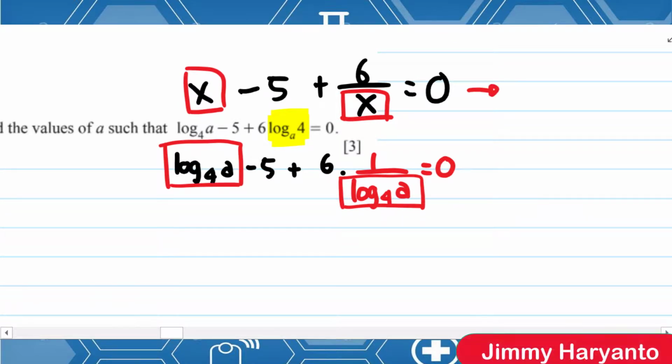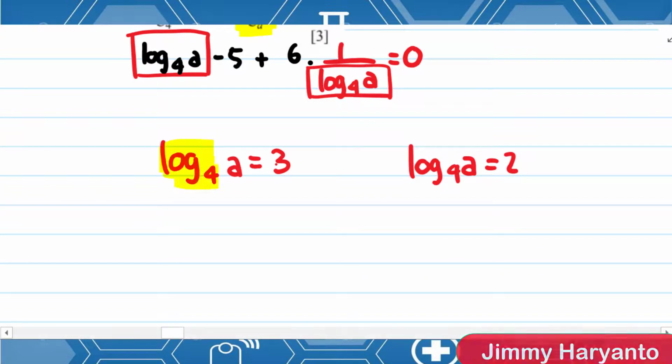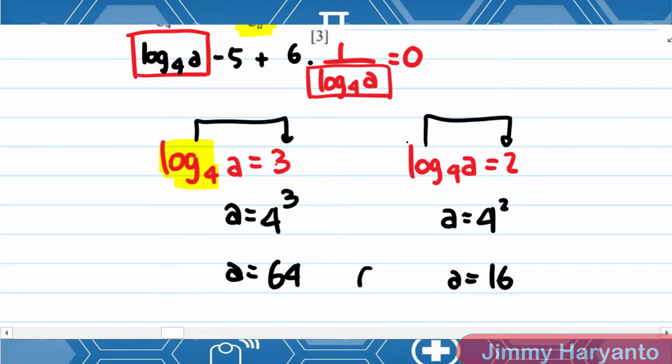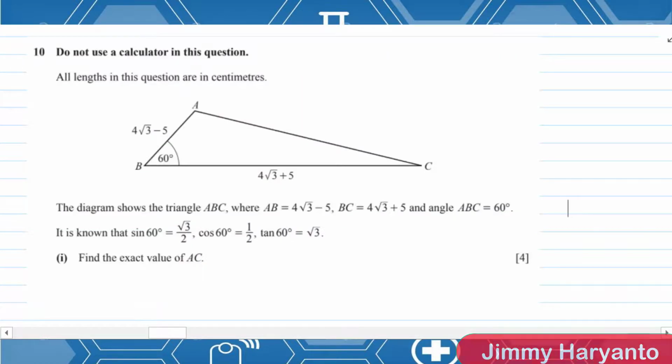From these questions, we already have that x equals 3 and x equals 2. So for this one, it's also the same. Log 4a equals 3 and log 4a equals 2. After that, calculate like usual. Move the log 4, it will be 4 to the power of 3. Move the log 4, it will be a equals 4 to the power of 2. a equals 64, a equals 16. There you go. This is the value of a. Okay, next is number 10.